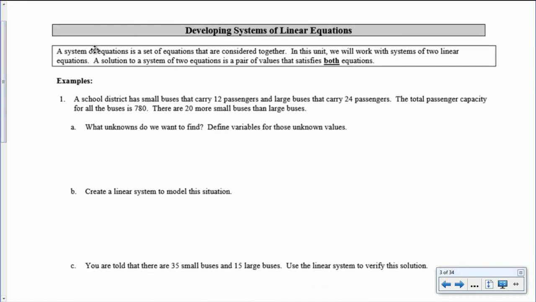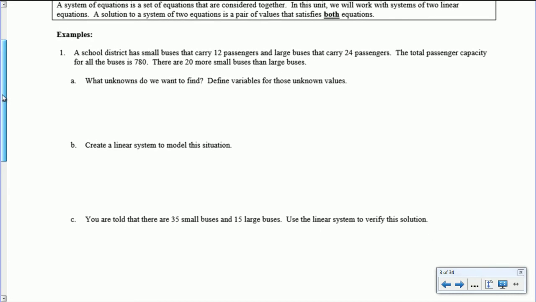So, a system of equations is a set of equations that are considered together. In this unit, we'll work with systems of two linear equations. There's possibilities where you could have 3 or 4 or more. A solution to a system of equations is a pair of values that satisfies both equations. So you will have an x and a y value that both need to be solved for, and when you verify your solution, both equations are satisfied.